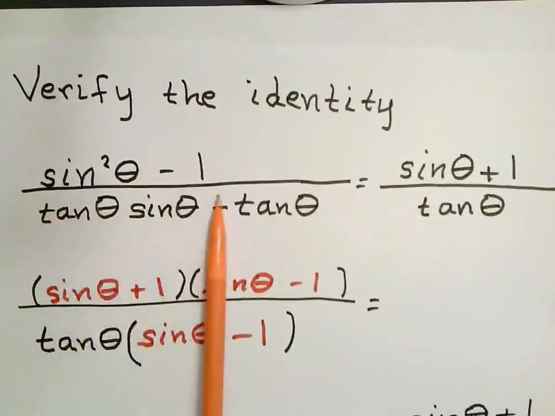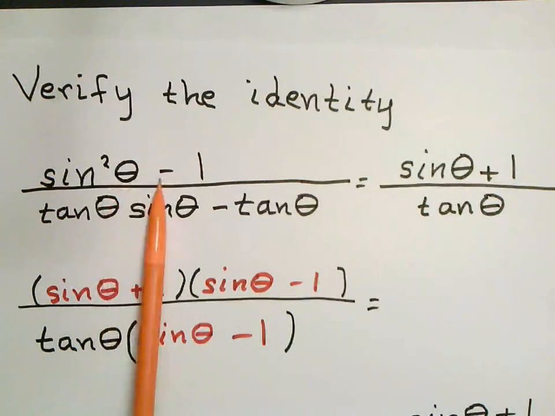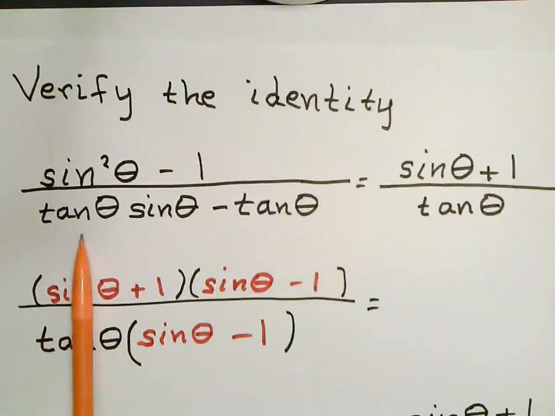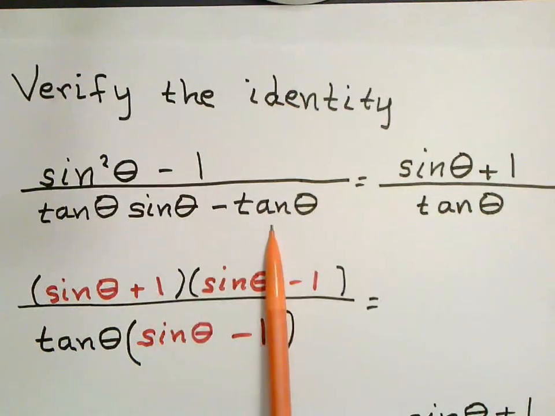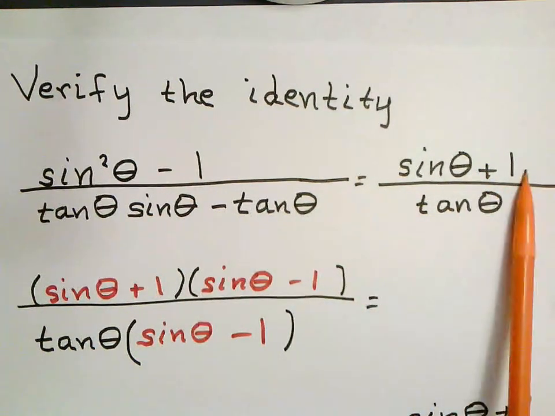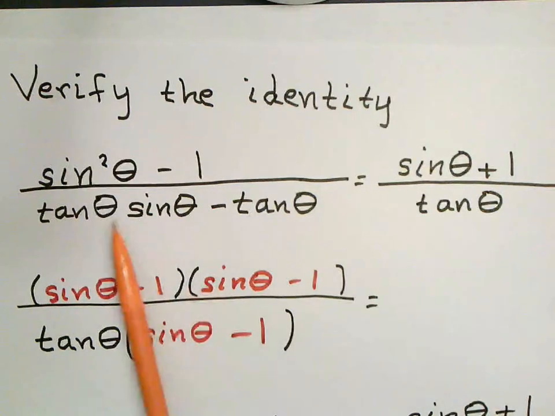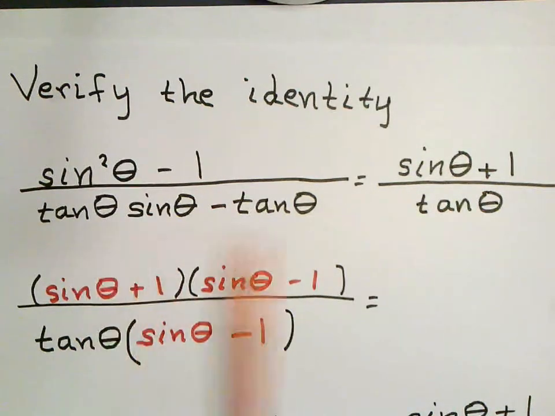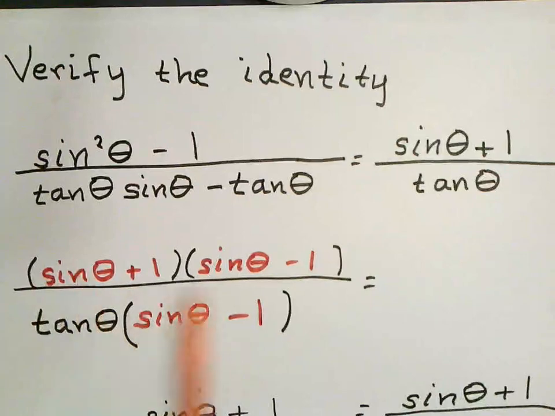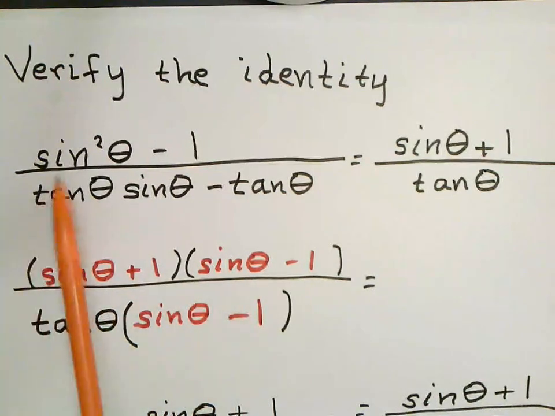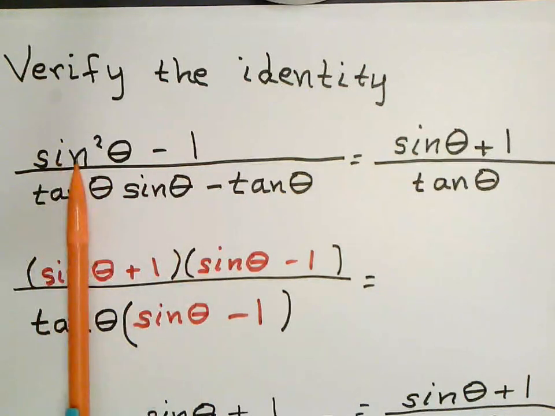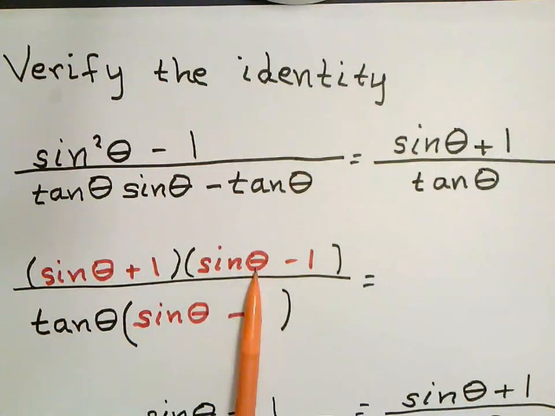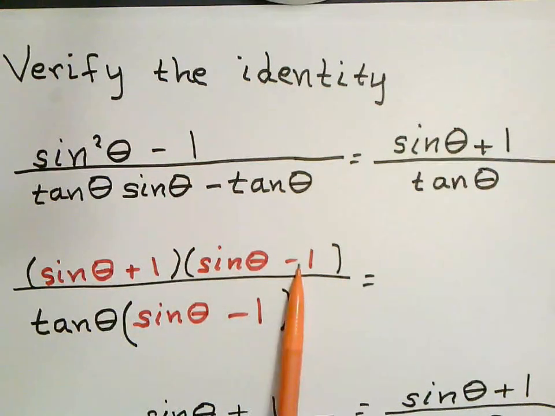Here we have our left-hand side, sine squared of theta minus 1 all over tan of theta times sine of theta minus tan of theta equals sine of theta plus 1 over tan of theta. Now the left side again looks more complicated than the right, so we're going to work with the left-hand side. And see, this numerator is the difference of two perfect squares. So sine squared of theta is sine of theta times sine of theta. Square root of 1 is 1, 1. One has to be positive, one has to be negative.